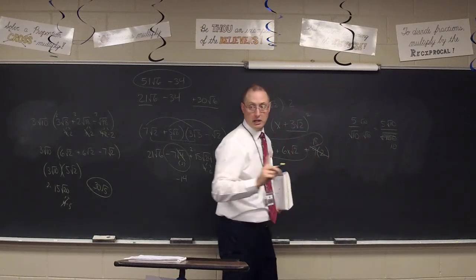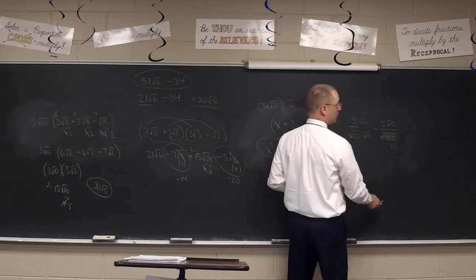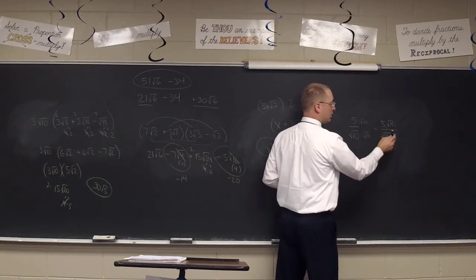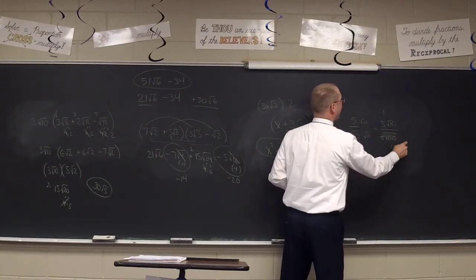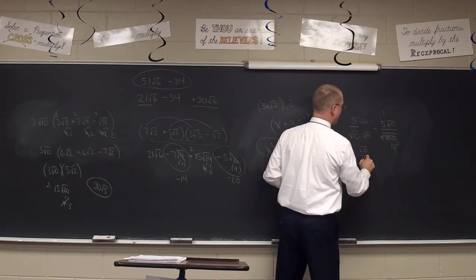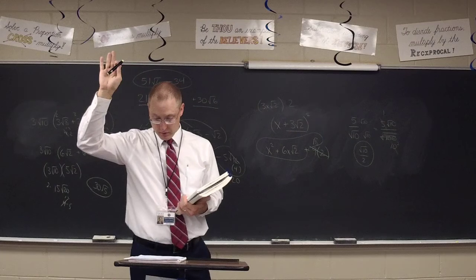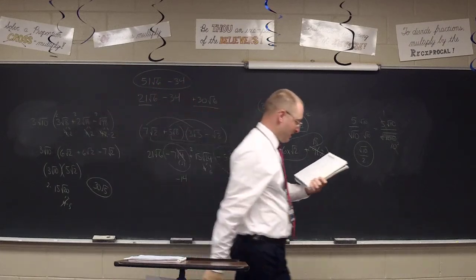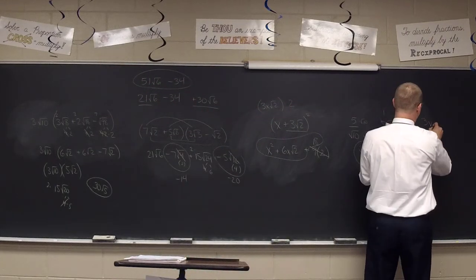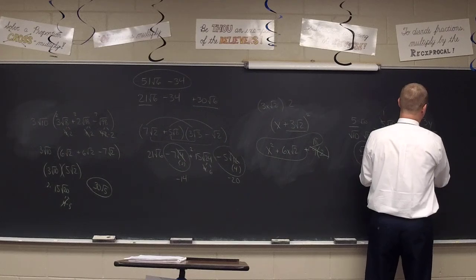But I'm not done. The 5 and 10 can cancel, to 1 and 2. So my final answer should be the square root of 10 all over 2. Good job, Josh. How many have that on 30? Didn't reduce. Okay. Number 32, we have 3y over 2 times the square root of xy.